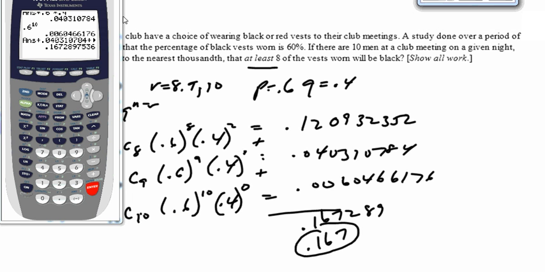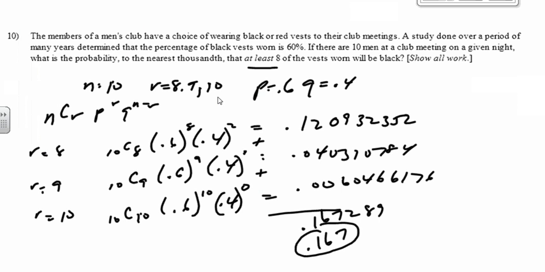Okay, so I'm back. So as you can see that I entered all this stuff in the calculator. I did the NCRs. We got our values. I add them up and I get 0.167.